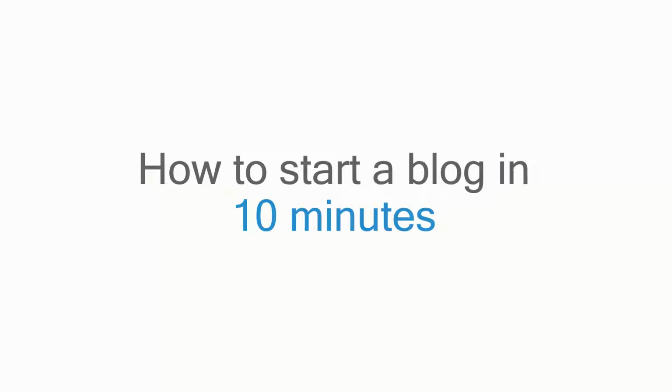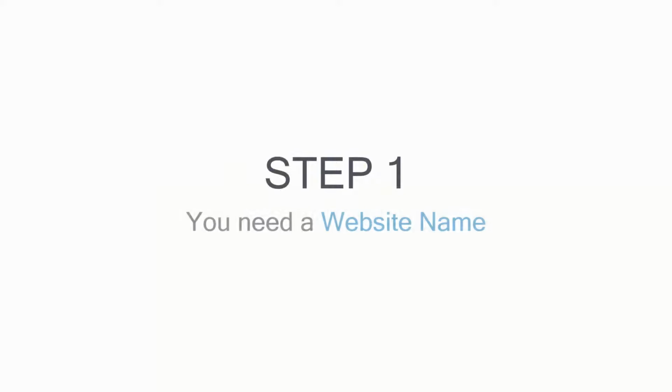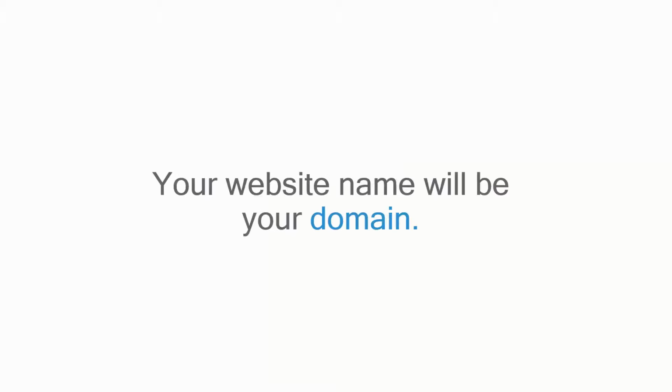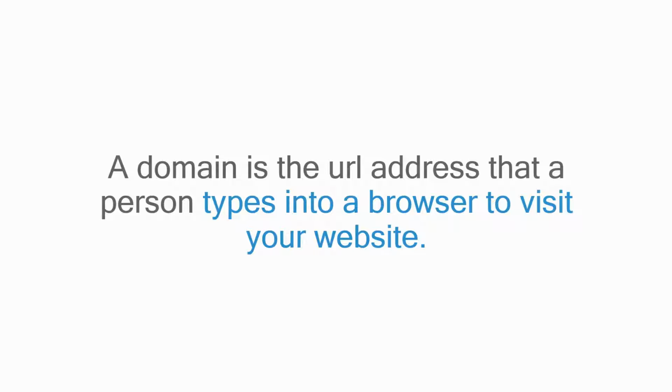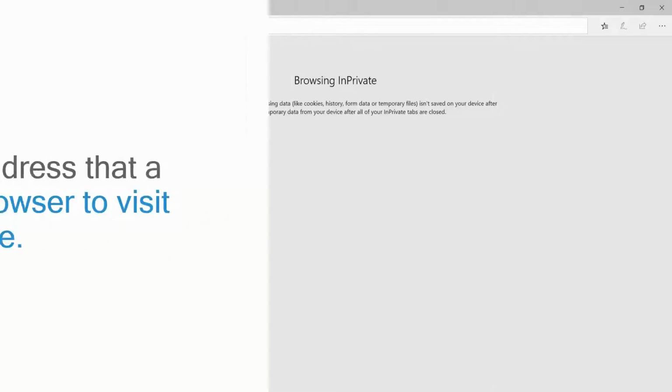In this online training, you will learn how to start a blog in 10 minutes. There are 3 main steps you need to do to have a fully working blog. Step 1, you need a website name. Your website name will be your domain. And a domain is the URL address that a person types into a browser to visit your website.